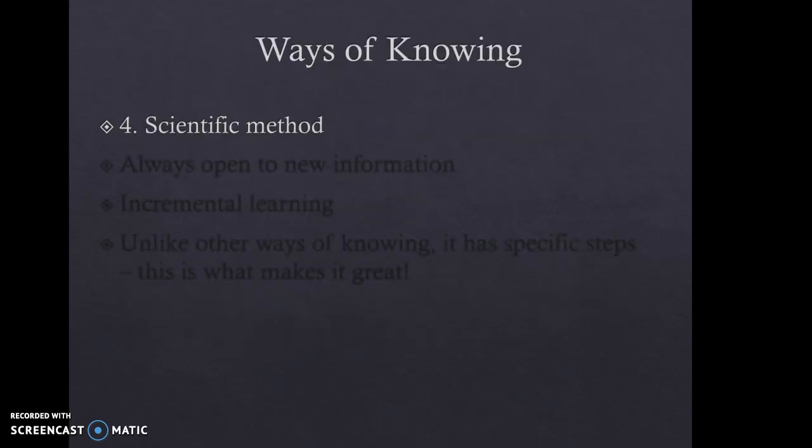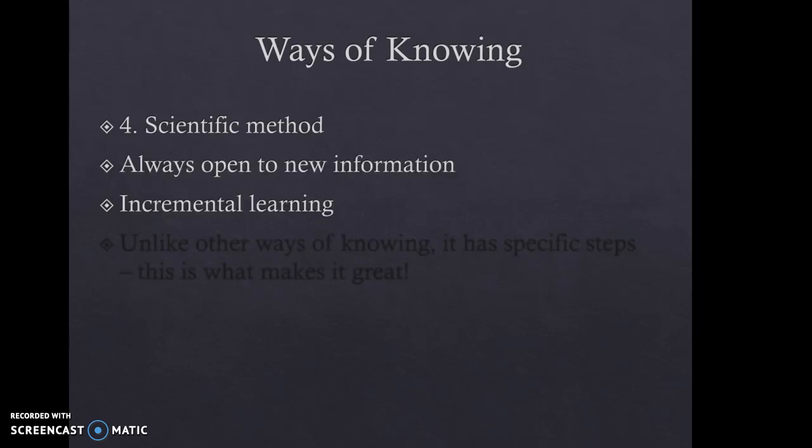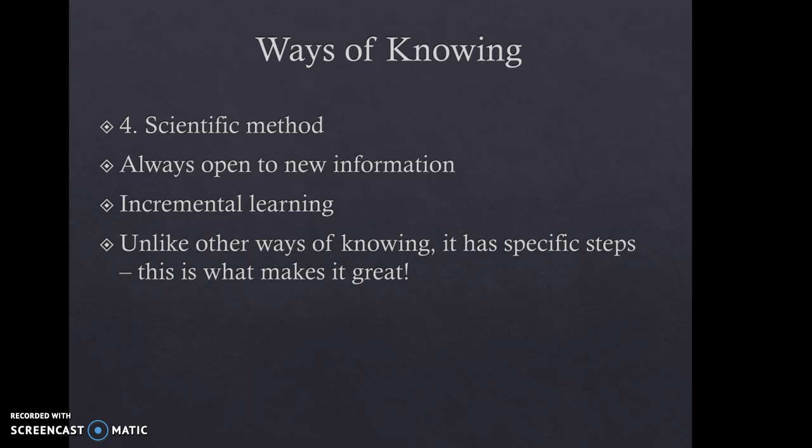So what is the scientific method and why is it better than the everyday ways of knowing? First, the scientific method is always open to new information. It's incremental learning. Whatever you learn today is built on what has been found before. And also we have very specific steps to take. The reason we follow those steps is because we want to avoid bias.